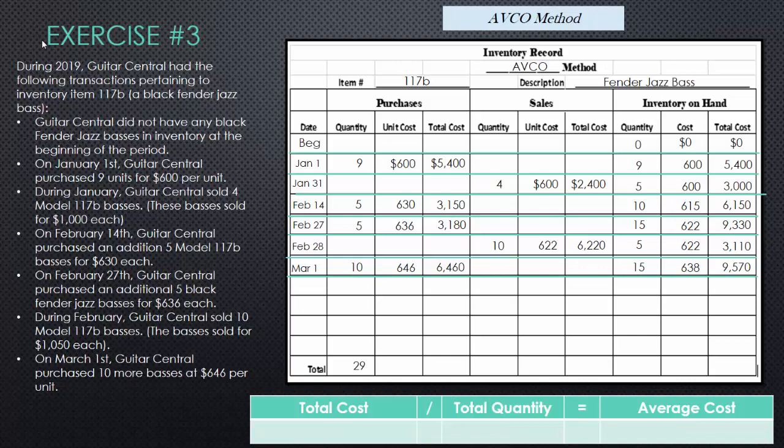So at period's end, we add up our columns. We have 29 bases that we purchased at a total cost of $18,190. We have 14 bases that we sold, and the total cost of goods sold we recognize would be $8,620. And we ended the period with 15 bases in inventory for a total cost of $9,570.